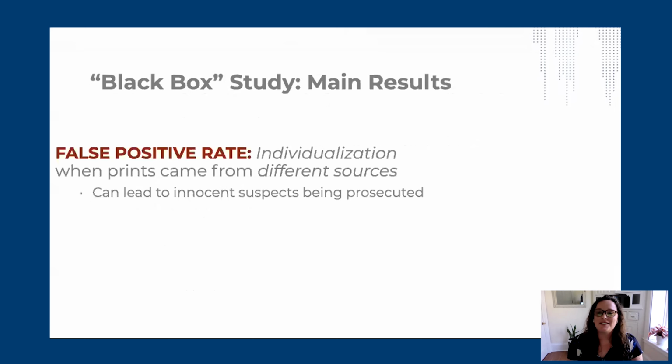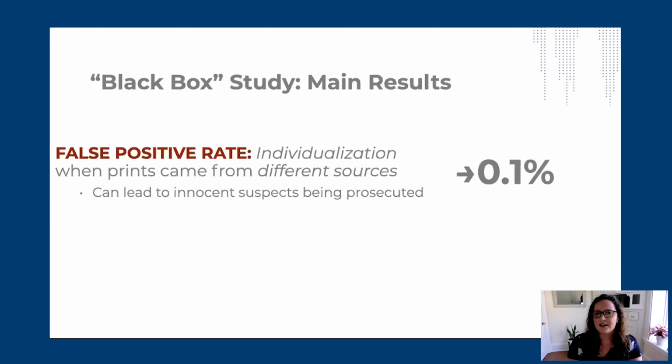The main results of this study were to provide estimates for the casework error rates. There are two types of error rates. The first is the false positive rate. These are individualizations when prints came from different sources, and these can lead to innocent suspects being prosecuted. Within this study, this was estimated to be 0.1%, so 1/10 of 1%, which is very, very small.